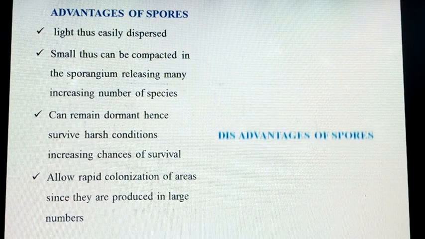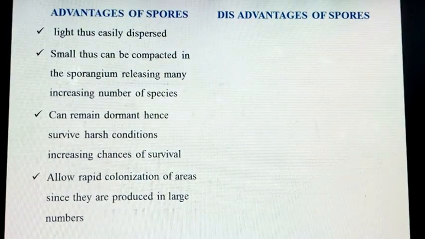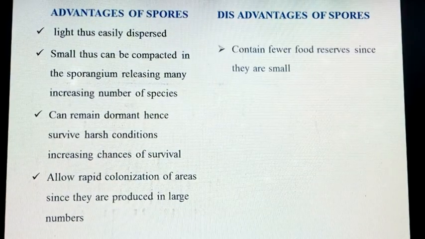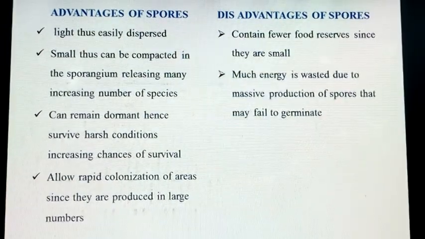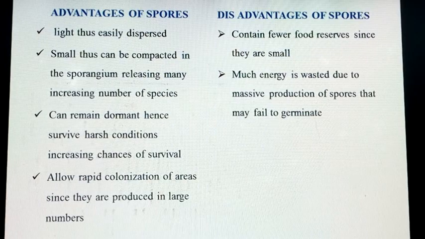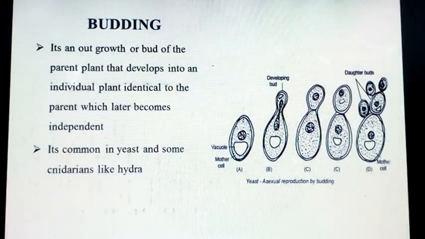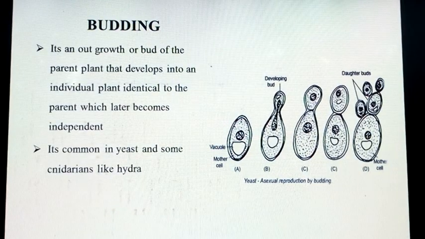And because of being numerous and light, they rapidly colonize new areas, as another advantage. Among the disadvantages shared by this mode of reproduction include containing fewer food reserves because of their small size. And this could be a big disadvantage because the food stores might get depleted before completion of germination. The other is wastage of much energy because very many spores are formed and some may fail to germinate or may fail to find a suitable medium onto which they are going to germinate.